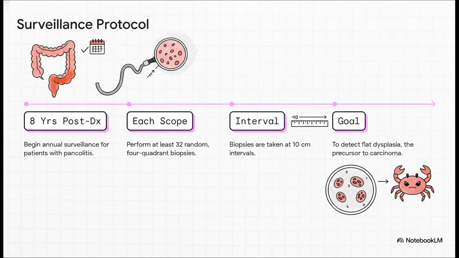For a patient with pancolitis, surveillance should start 8 years after their initial diagnosis. This means an annual scope, in her case, a flexible sigmoidoscopy of the rectal stump. And during every single one of those scopes, we have to take at least 32 random 4-quadrant biopsies every 10 centimeters. The entire goal here is to find dysplasia. If we find high-grade dysplasia, that is an absolute indication to go back and remove the rectum.